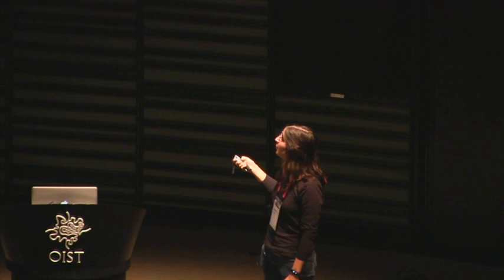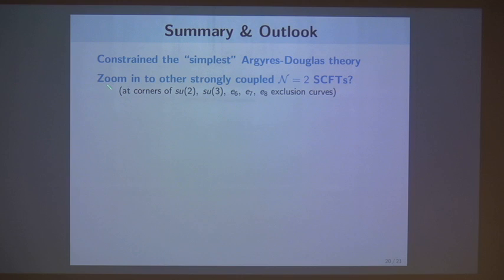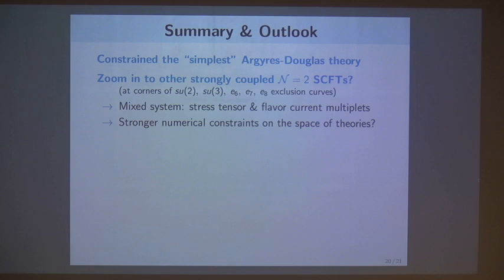But now there's maybe another way to look at the other strongly coupled theories, the ones that sit in the corners of these exclusion curves. So now we would have to look at the mixed system, the system that produced this bound. We would need to look at the system with stress tensors and flavor currents. And maybe we could even get stronger numerical constraints on this space of series, this plot that I just showed you, because there are still empty regions in that plot.